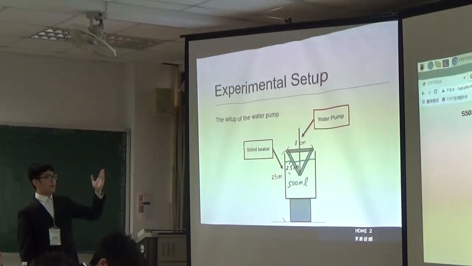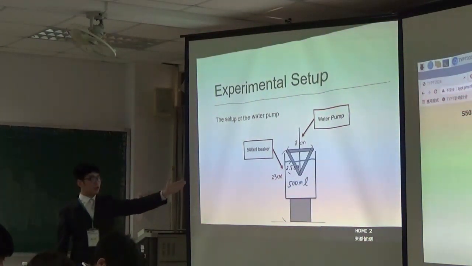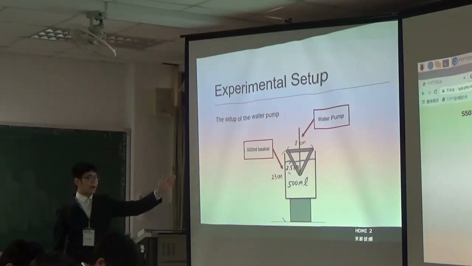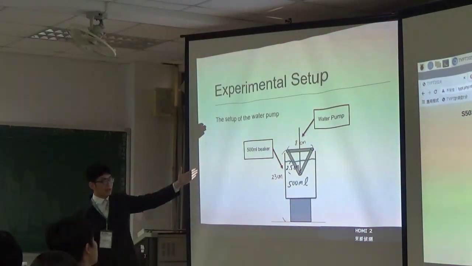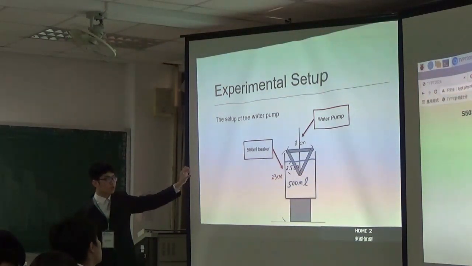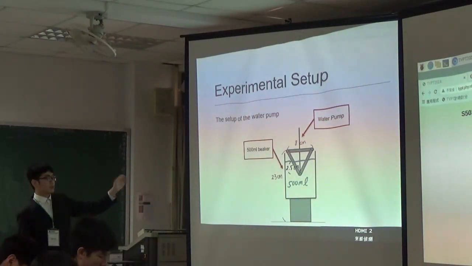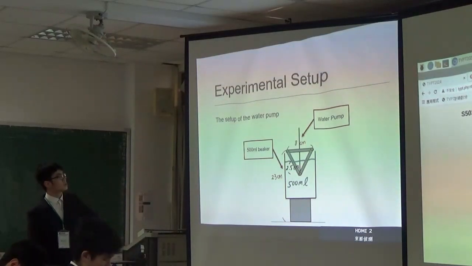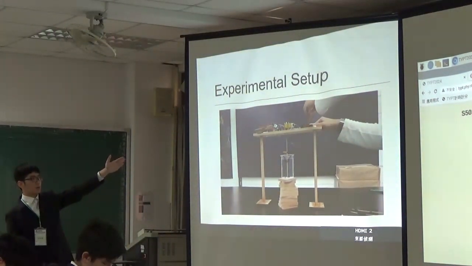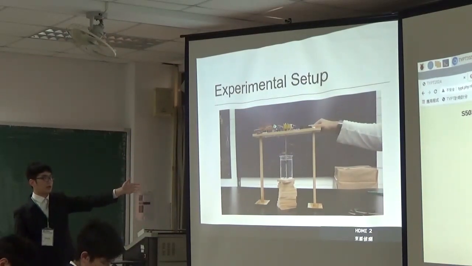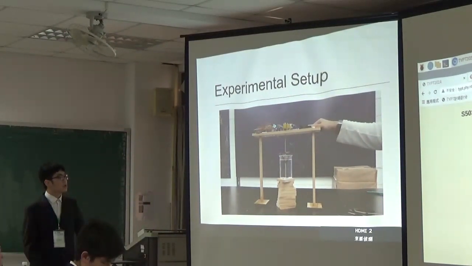And this is the setup of the water pump. For the initial water amount, I control it as 500 millimeters, and the depth that the pump is in the water is 2.5 centimeters, and the size of the water pump is 8 centimeters. So this is how I did the experiment. I use the motor to control the water pump, and you can see that the water will be forced out.